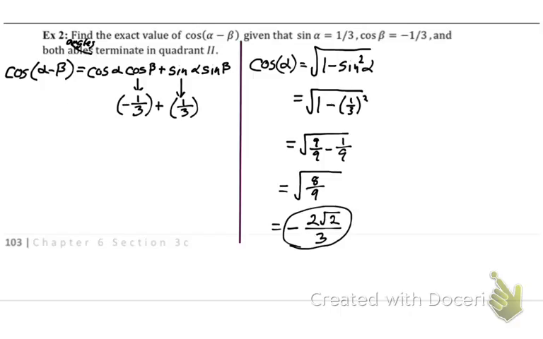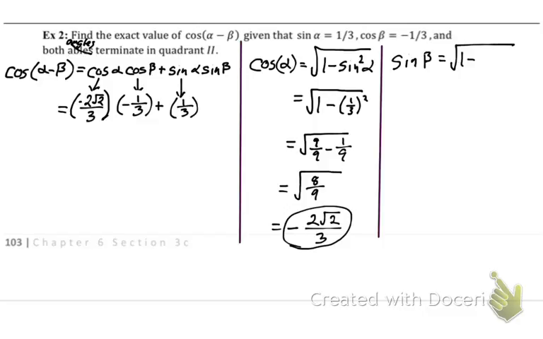Should probably have left myself just a little bit more room. So we have negative 2 square root of 2/3. And the last thing I have to get is sine beta. But that's no trouble, because sine of beta just equals the square root of 1 minus cosine squared beta. Cosine beta is negative 1/3.